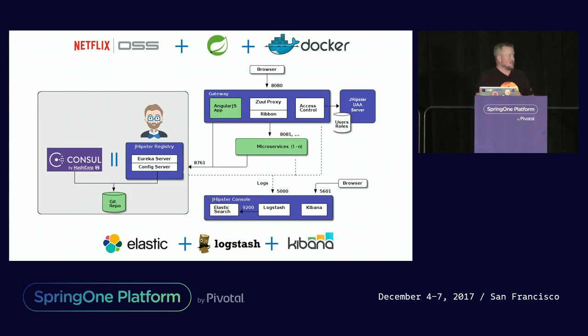But one of the cool things about JHipster is not only does it create a monolith for you with a Spring Boot backend and an Angular front end, it can create microservices. So it can generate a gateway. It has a JHipster registry, which is just Spring Cloud's Eureka service, but we added a nicer UI on it. And then it also can generate microservices in the back end. And it can generate CRUD for all those.